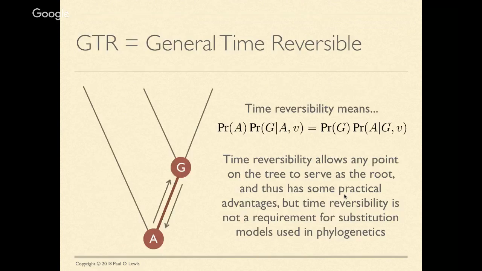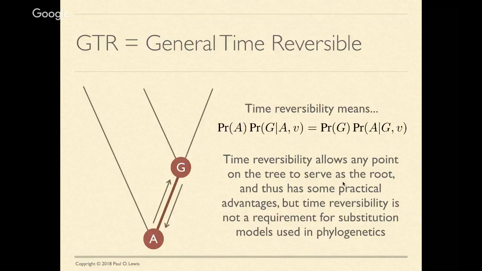The GTR stands for general time reversible. And so I want to talk once again about time reversibility. Time reversibility means that the probability of starting with an A and then ending up with a G at the other end of a branch with length v, which if we're following this arrow, that's what we're doing, is the same as starting with the G and going backwards in time so that you end up with an A at the other end of the same branch with the same branch length. So if these two sides of this equation are equal, then that means the model is time reversible.